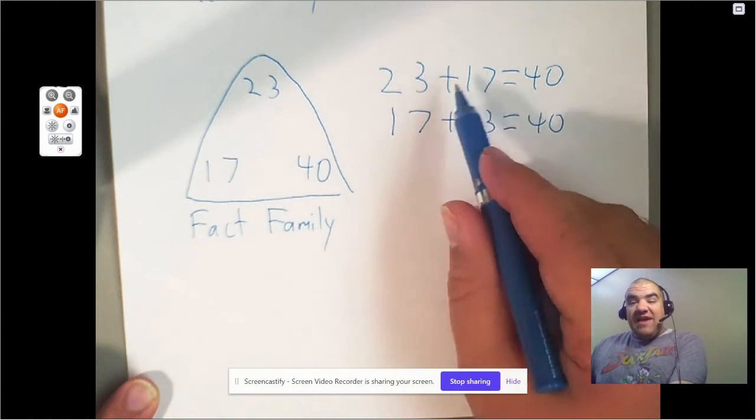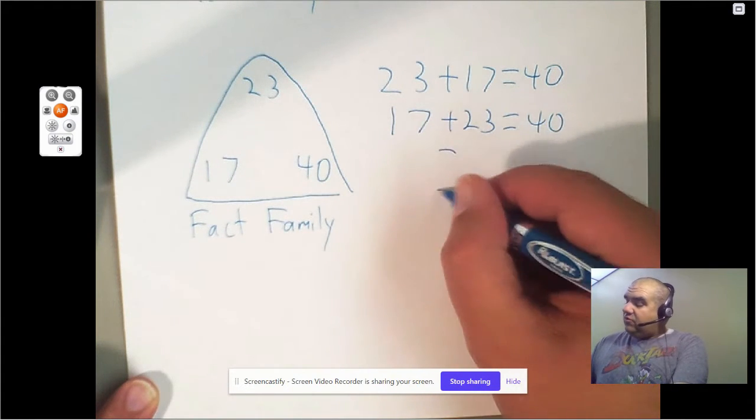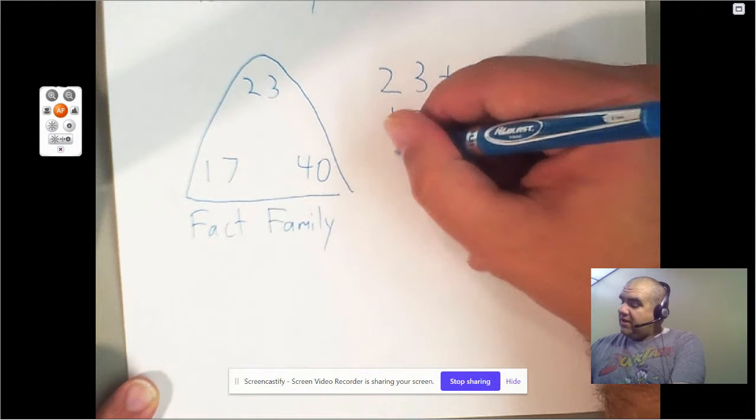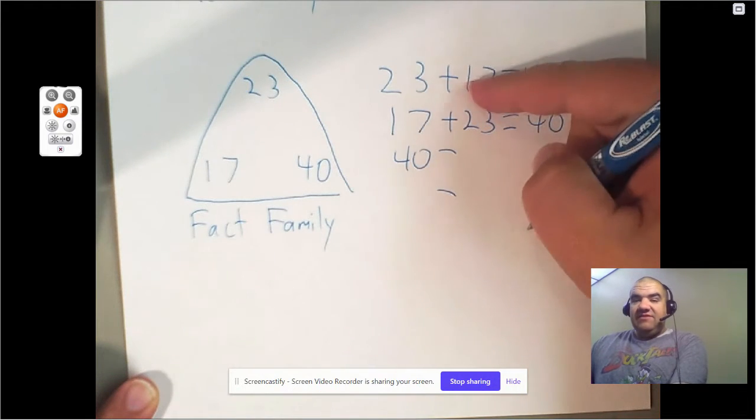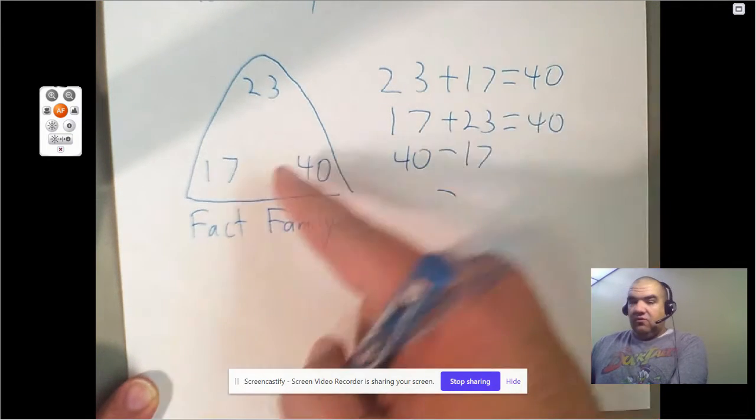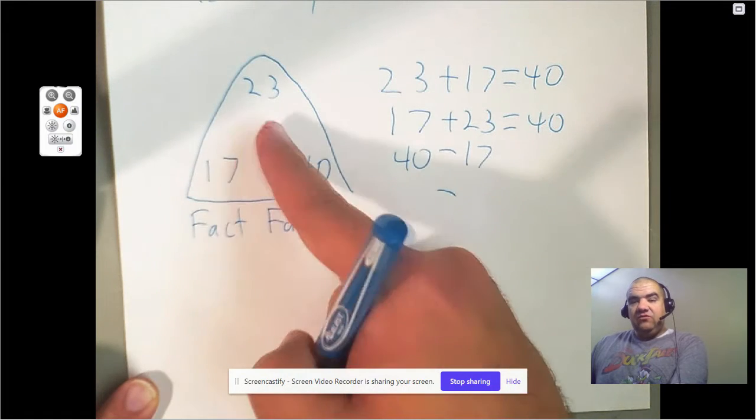And if I have the addition ones, I know I can do the minus ones too. I just take the big number. 40 minus 17. 40 minus 17 equals 23.